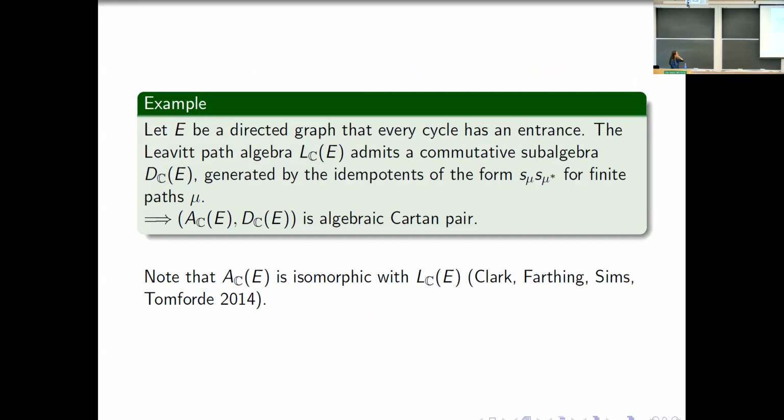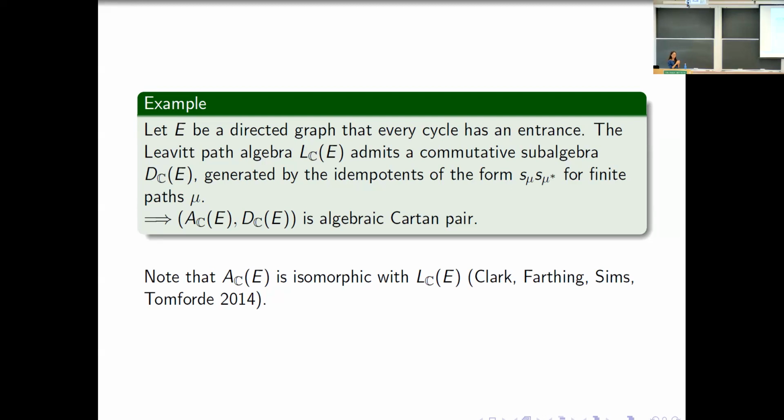That actually refers to one of Lisa's early works with her co-operator. If I start with a directed graph with a mild condition, this means that every cycle has an entrance. And then as we saw previously from Sarah's talk, we can look into the graph algebra of this directed graph. Although my notation is different from her notation, this actually gives rise to a Leavitt path algebra, and they can be defined in various ways.